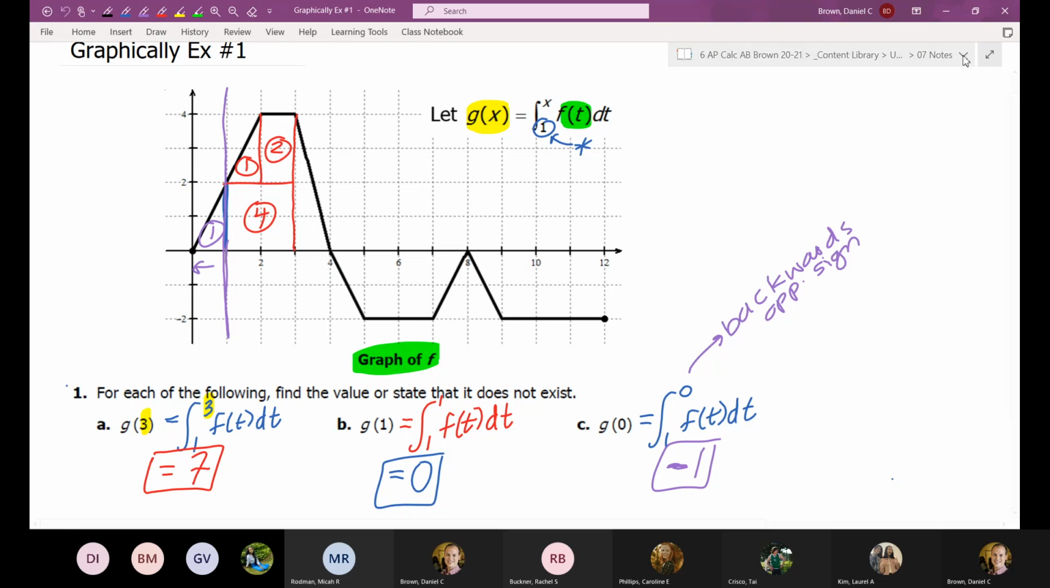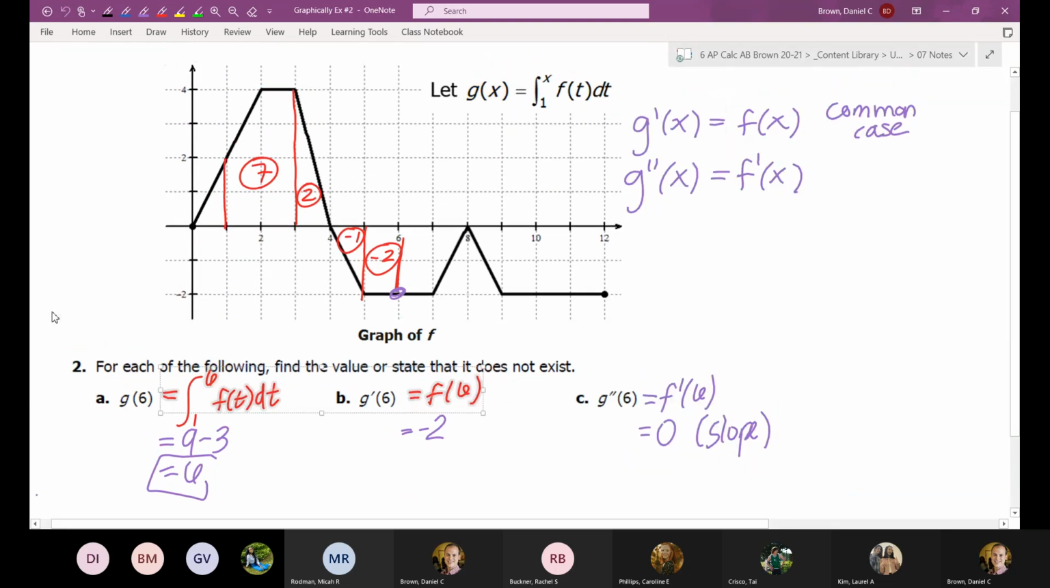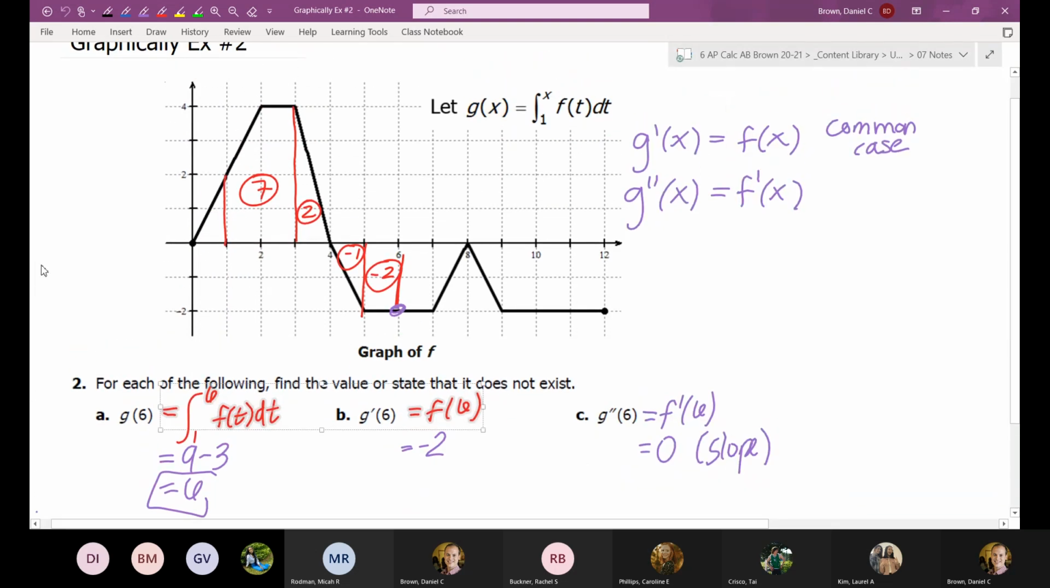What's probably more important is what we got to on example 2. And in example 2, looking at 2b and 2c, 2b was asking us to find g prime of 6. So this is where the second FTC came into play. If g of x is an integral, then that's going to be the common case. You can take the derivative of it, and g prime would then just be the same thing as f of x. So if I wanted to find g prime of 6, g prime of 6 is really the same thing as f of 6, and we made it out of 6th grade math. We know how to find f of 6 on the graph.